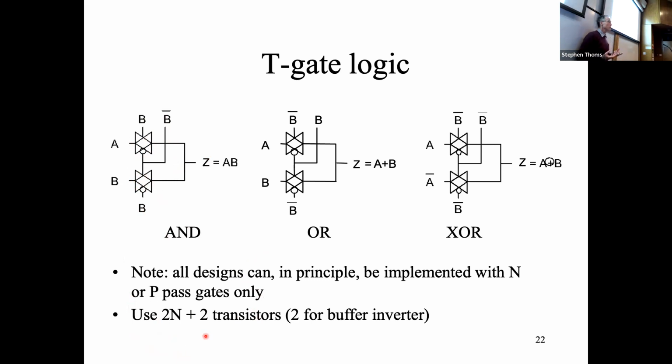So if you had 3 inputs, so you wanted to do an AND with 3 inputs, you work out the circuit diagram, you would need 3 times 2 plus 2, which would give you 8 gates. Which turns out to be exactly the same number of gates as you use for CMOS.